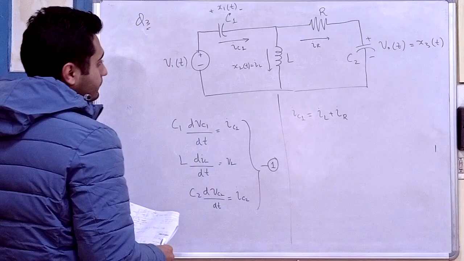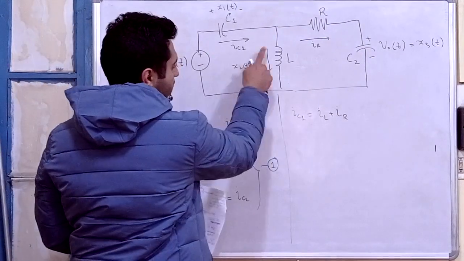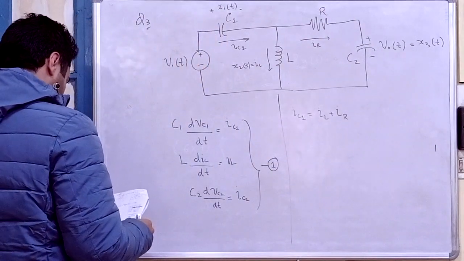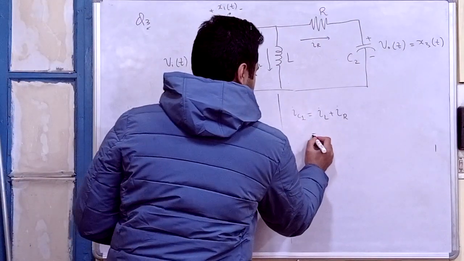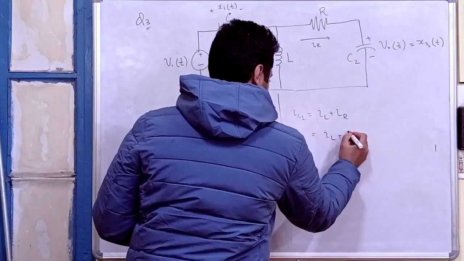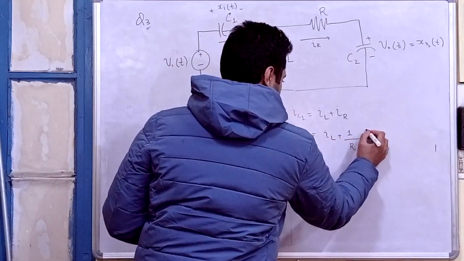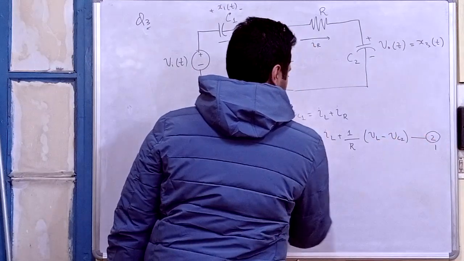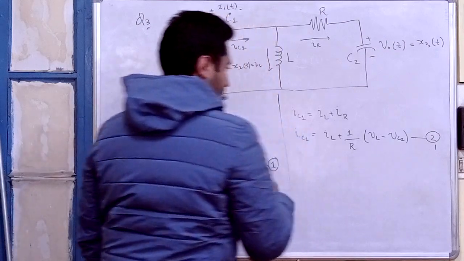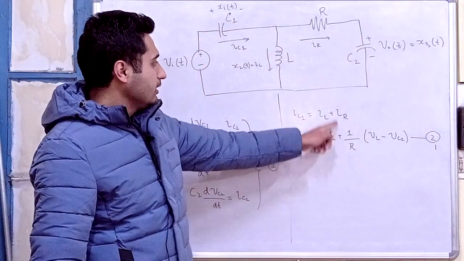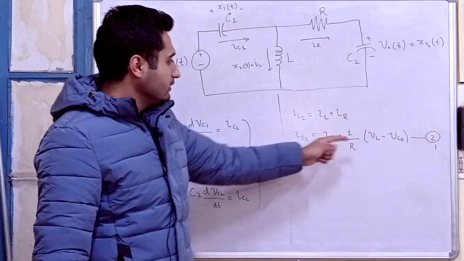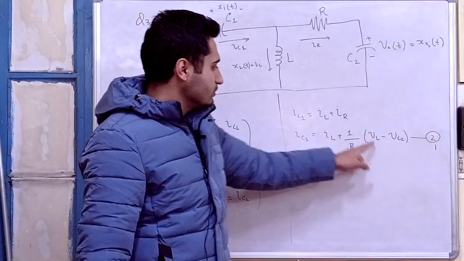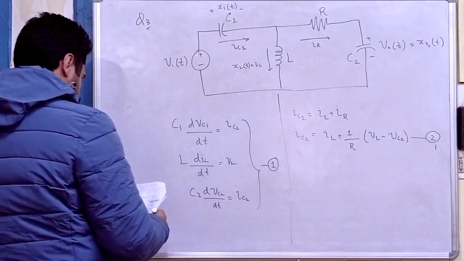So very immediately you can follow this. IC1, this current, is the sum of this branch current and this branch current. Or it can be written as IL. For this IR, this current will be this voltage minus this voltage divided by this resistance. I'm just substituting this IR. So keep this equation 2.